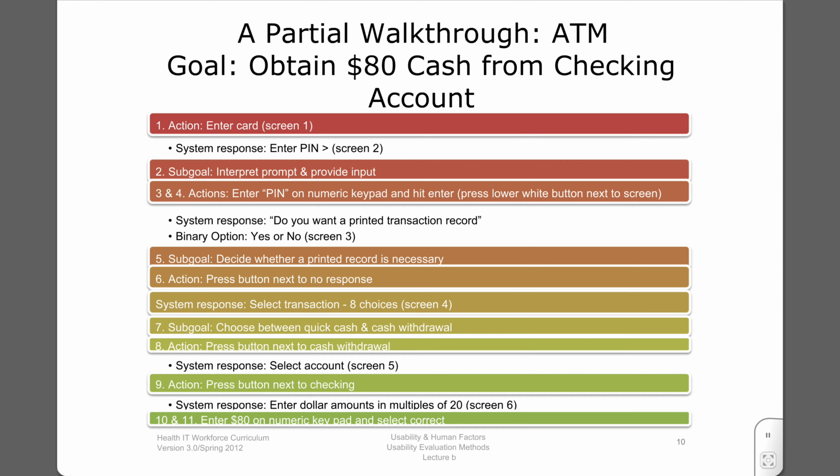Subsequently, the interface presents you with a set of dialog screens, in which you are expected to make certain choices. As you move through the actions in the walkthrough, you move closer to completing the top-level goal of obtaining $80 from your checking account. The interactions are rather straightforward. Each screen reflects a goal action structure, with particular sub-goals necessitating certain action sequences as laid out in the walkthrough to accomplish the subtask. By the 11th action, the user should be entering $80 on the numeric keypad and selecting Correct from the offered options.